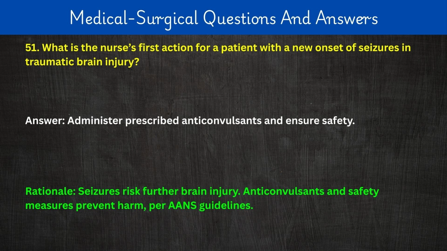51. What is the nurse's first action for a patient with a new onset of seizures and traumatic brain injury? Answer: administer prescribed anticonvulsants and ensure safety. Rationale: seizures risk further brain injury. Anticonvulsants and safety measures prevent harm, per AANS guidelines.